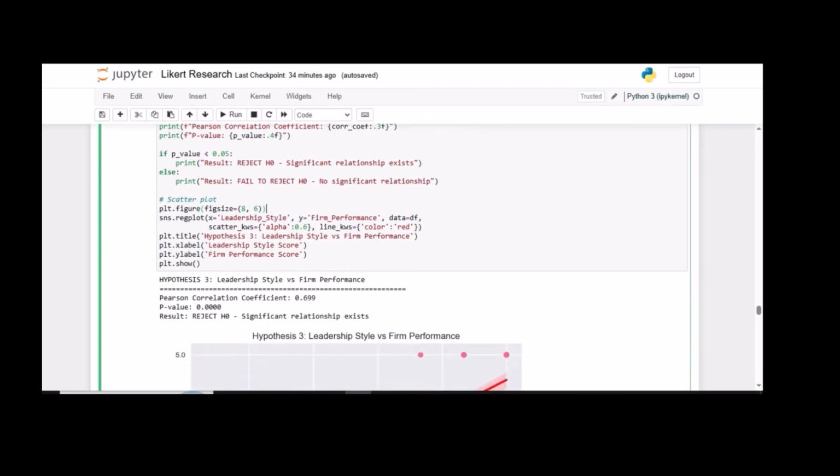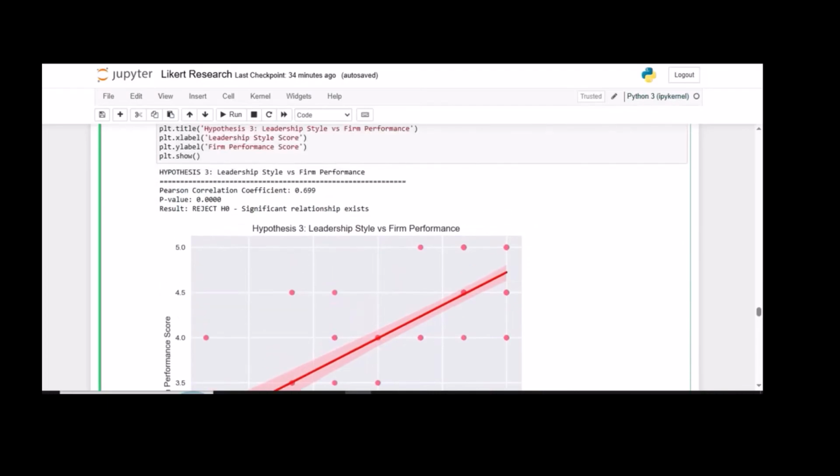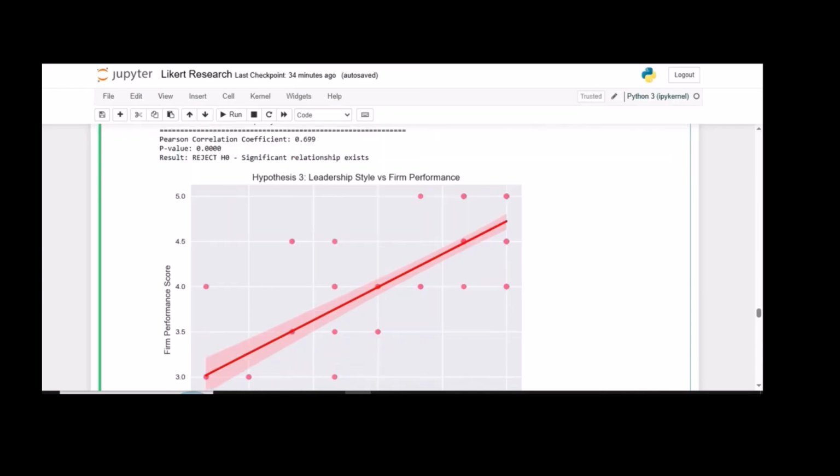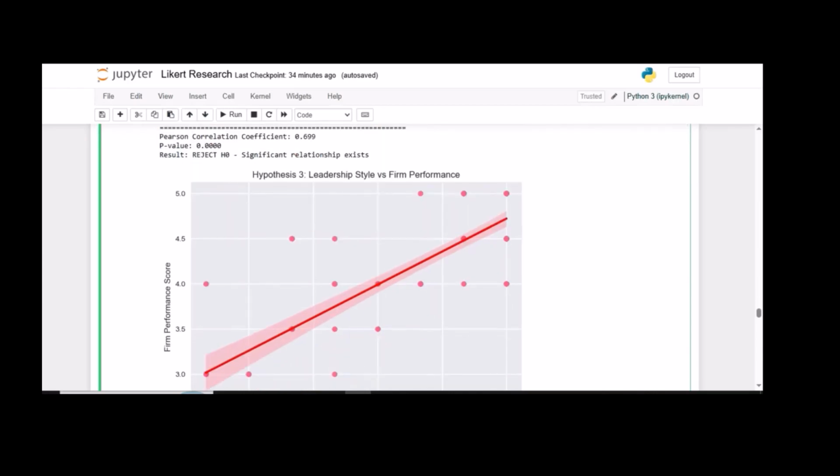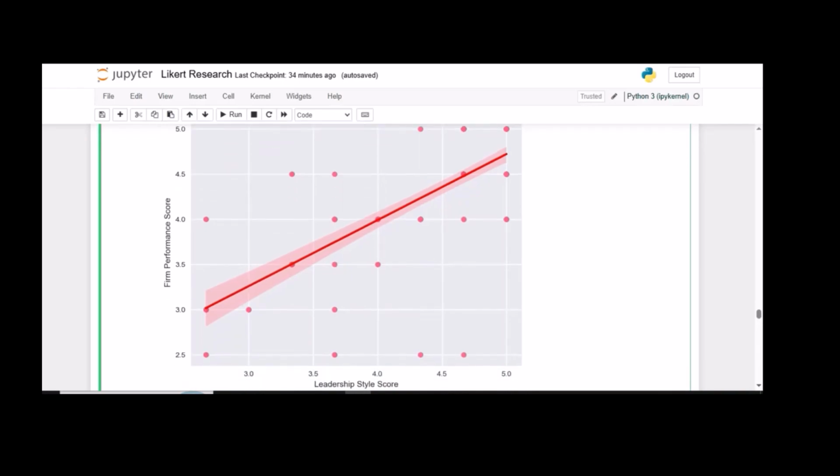So now we have our result showing here. Correlation is 0.699, which is approximately 0.7. Our p-value is 0.00, which means a significant relationship exists between them. So we are saying that leadership style versus performance is significant. You can see from the plot here that a relationship exists between the two of them.